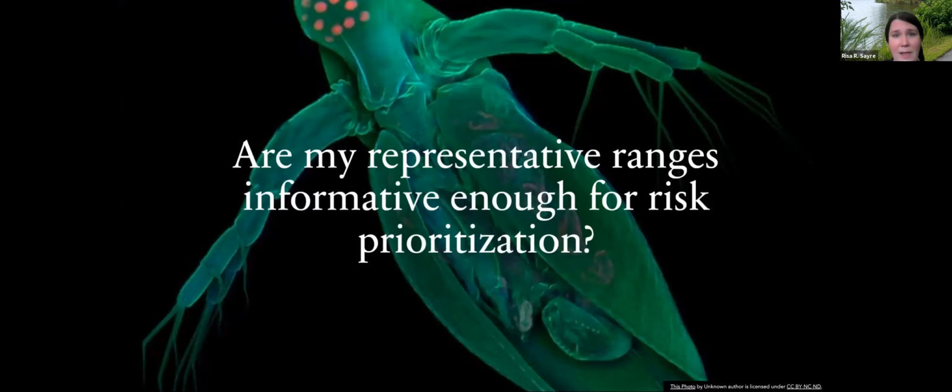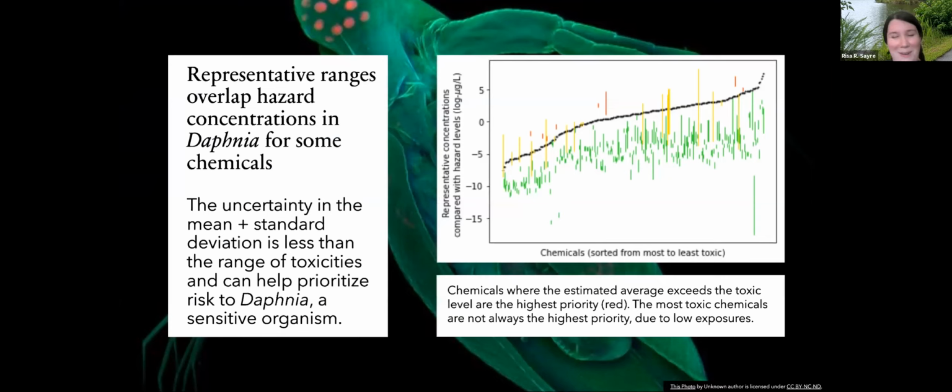So are my representative ranges informative enough for risk prioritization? Remember, when they're too uncertain, we can't make a valid prioritization. It's better than an assumption. So the representative ranges do overlap hazard concentrations in Daphnia for some chemicals. So Daphnia is a ubiquitous freshwater species. It's also very sensitive. So again, we're trying to make a very conservative look here.